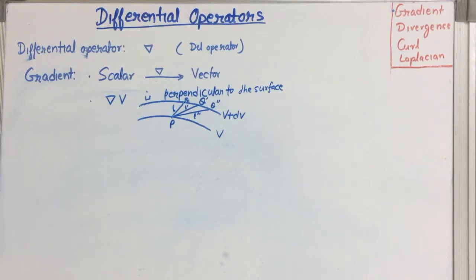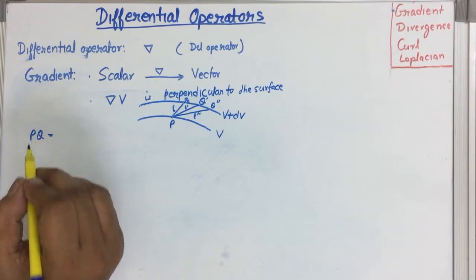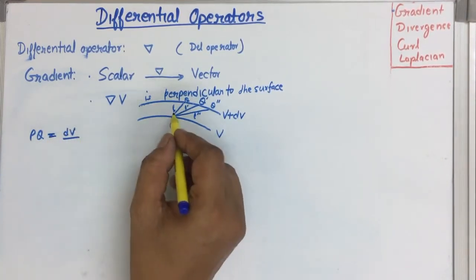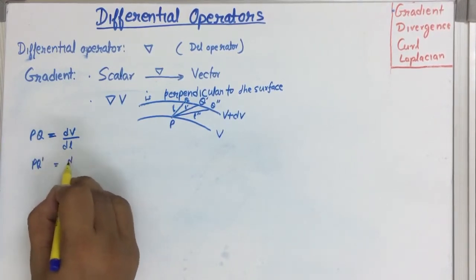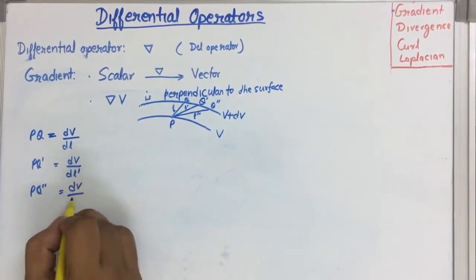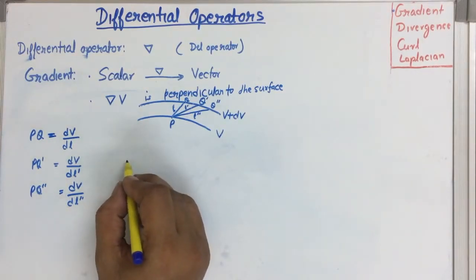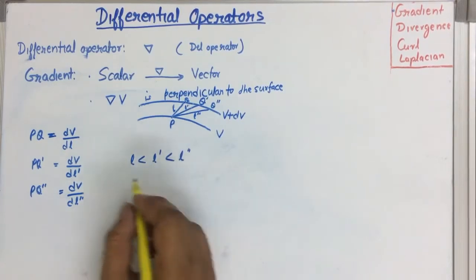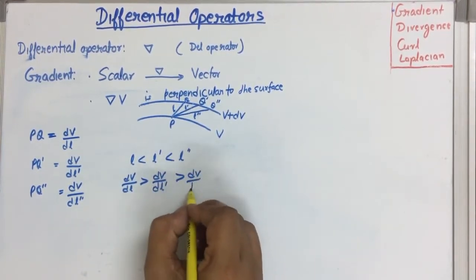Consider this condition. Now try to find the change in potential with respect to change in length. So the change in potential, or you can say increase in potential, is dV. For this case, change in length is dl. For another case, change in potential is dV and length is dl dash. In case three, the change in potential is this and length is this. One thing that you know is that if dl is less than dl dash, which is less than dl double dash, then dV over dl will be greater than dV over dl dash, then dV over dl double dash.